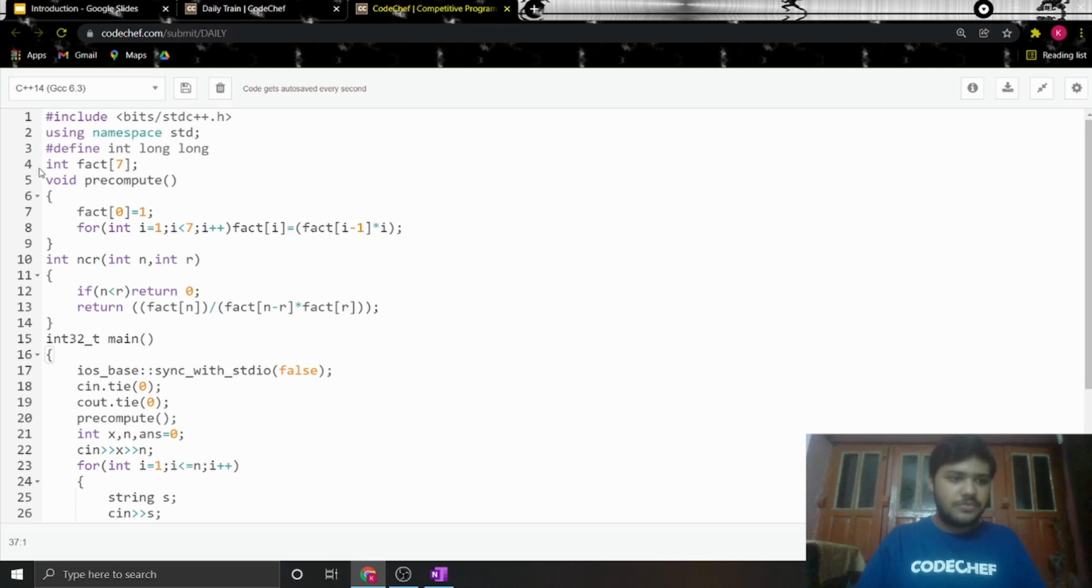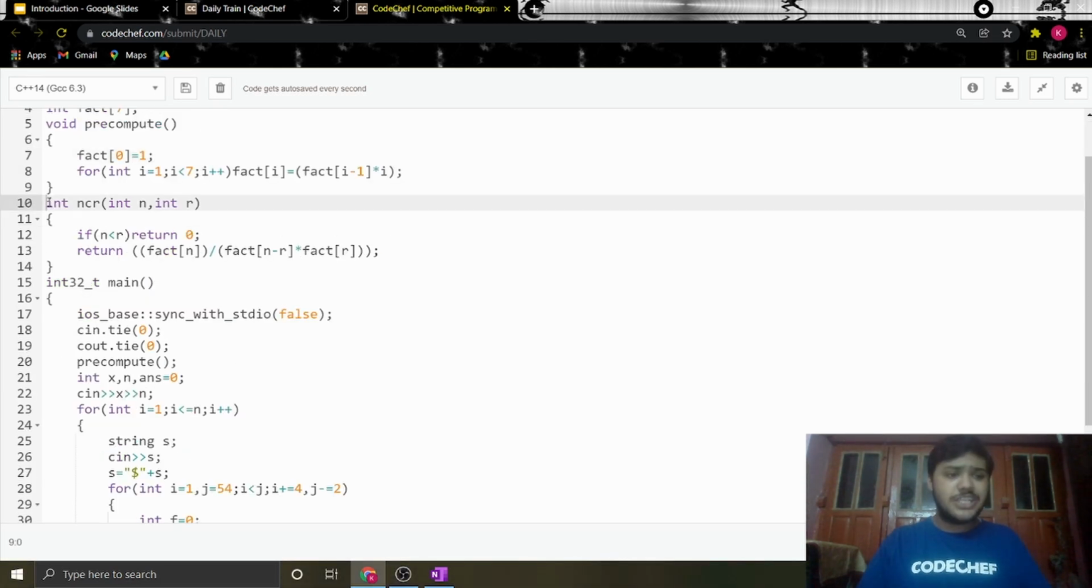This is my code. This is the fact. Fact of 0 denotes the factorial, and fact of I denotes the factorial of I. I initialize the fact of 0 to 1. I iterate through the loop, calculate the fact of I equal to fact of I minus 1 into I. Just be sure by calculating this. This is the NCR function.